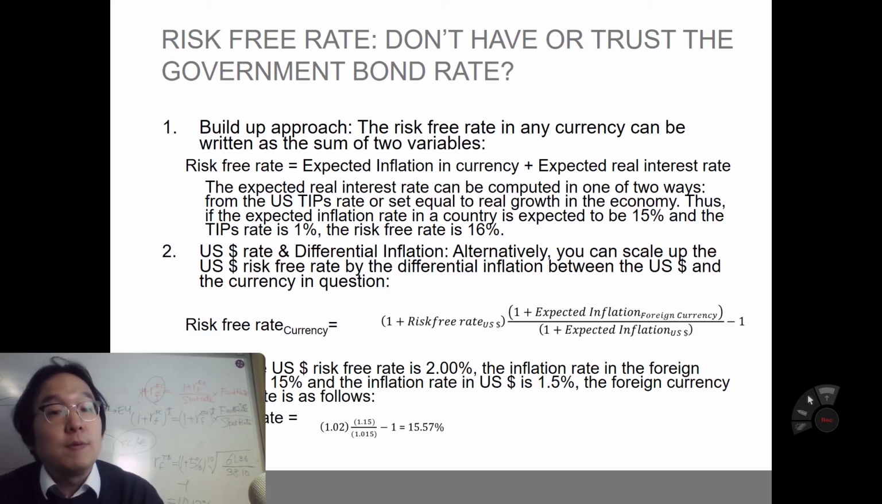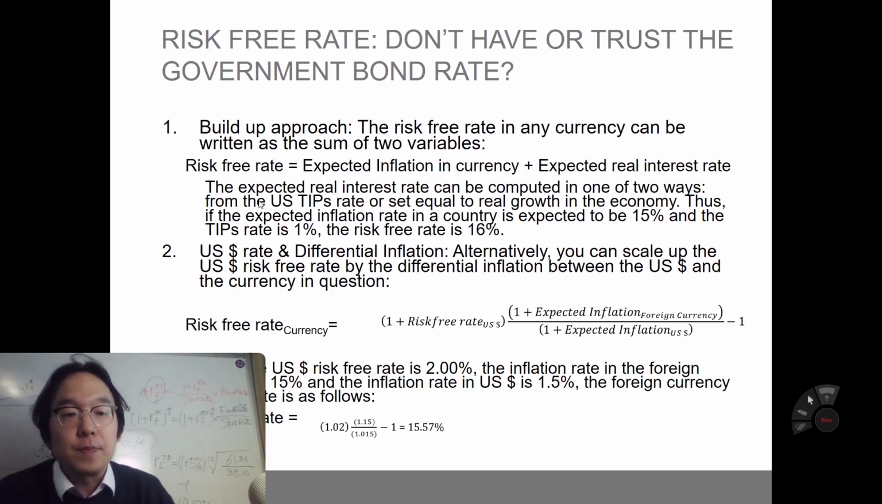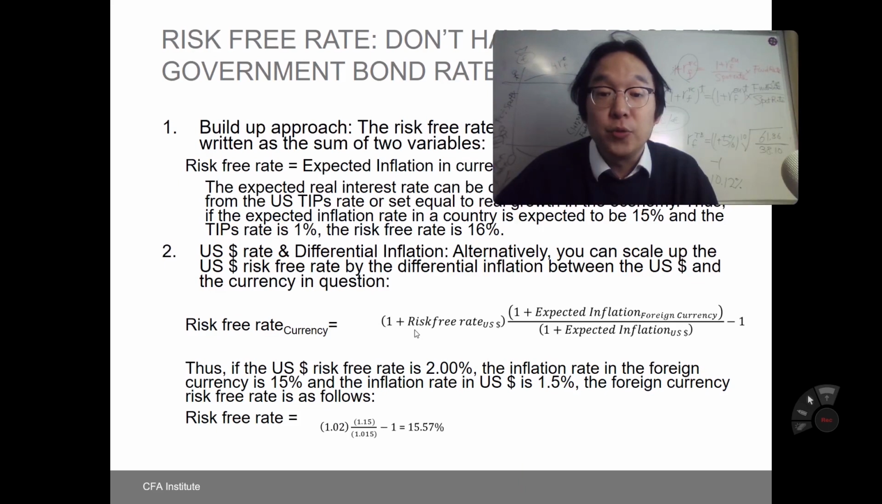Number 2, US dollar rate and differential inflation. Alternatively, you can scale up the US risk-free rate by the differential inflation between the US dollar and the currency in question. That's the one that I explained just one slide before. Thus, the US dollar risk-free rate is 2%, the inflation rate in the foreign currency is 15%, and the inflation rate in the United States is 1.5%. The foreign currency risk-free rate is as follows: 1.02 times the ratio of 1 plus that country's inflation rate divided by 1 plus the US inflation rate, minus 1, which is 15.57%.